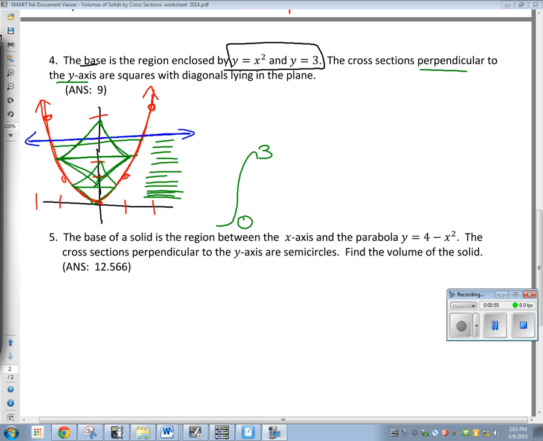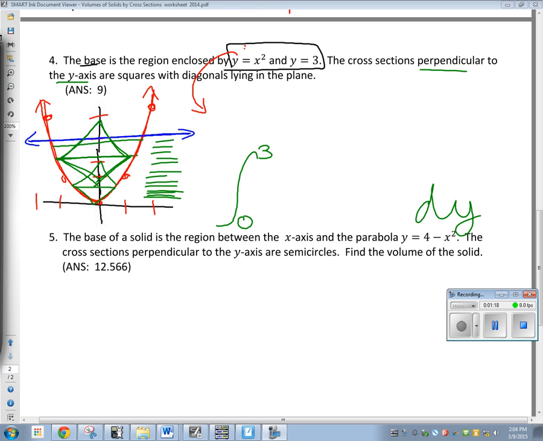0 and 3 are what kind of numbers here? Are they x's or y values? They're y's, so it's a dy problem. Okay, so that's important. That means that these equations need to have y in them. They need to be x equals some y equation. So let's go ahead and change this one right now while we can.